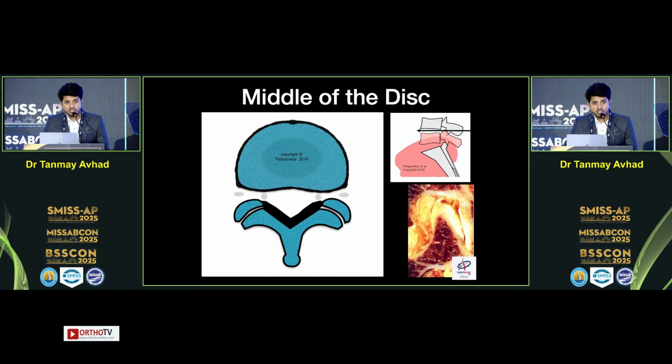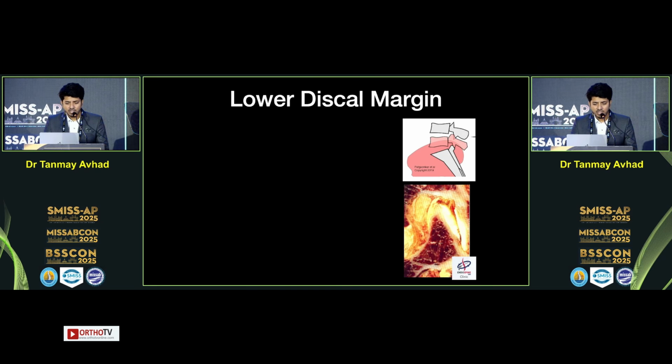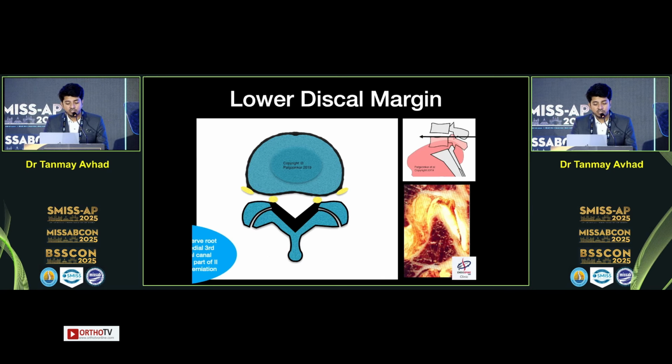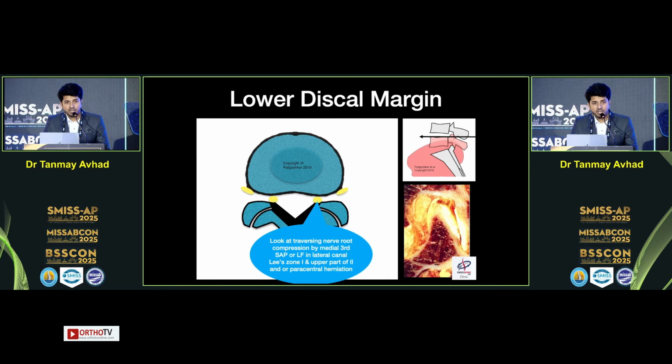Now you would want to start seeing the traversing nerve root, which lies over the medial third of the SAP. You want to see whether it is compressed by any herniation or any flaval component as well. At the lower discal margin, you also want to see whether there is any compression over the traversing nerve root by the SAP or the flaval.